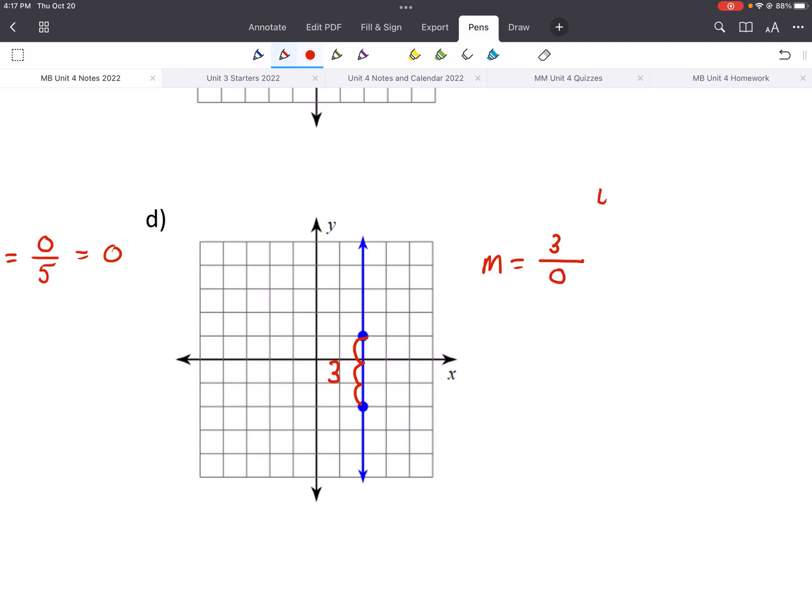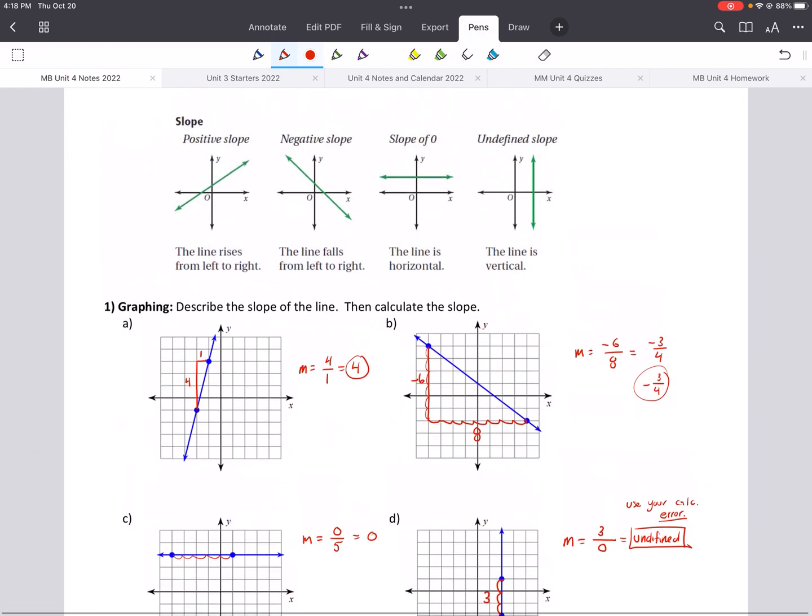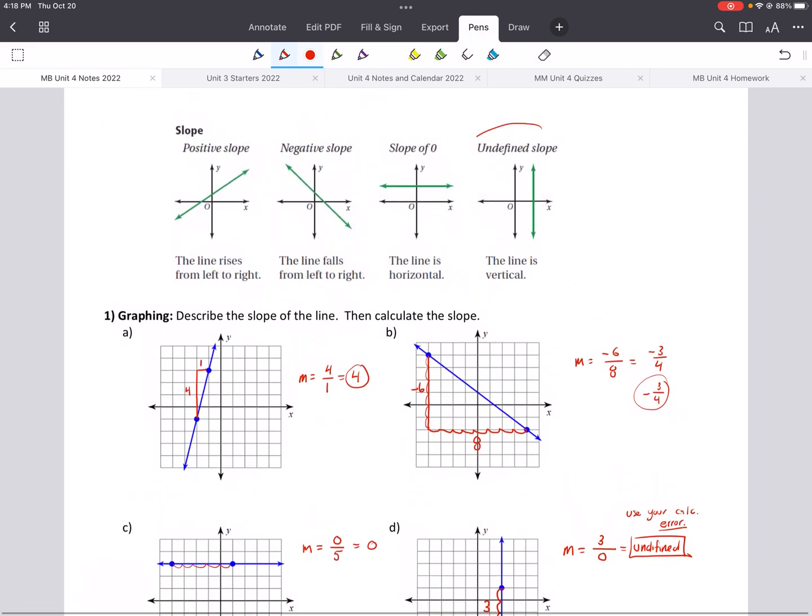So what I'd like you to do here is to use your calculator to simplify 3 over 0. And it should tell you that it's an error. The reason why is you can't divide 3 by 0, you can't divide something by 0. And the word we use for that is undefined. So it's an undefined slope. And I think that's written up here too. So undefined slope.